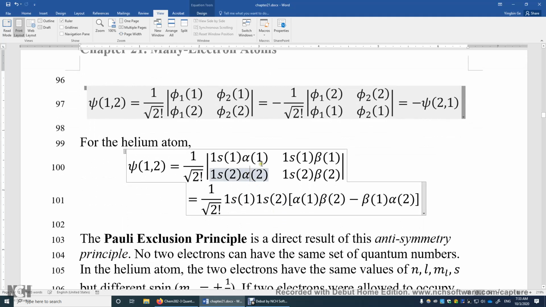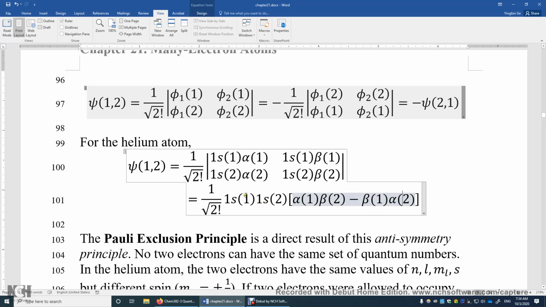Alright, and then we expand this wave function, and we have 1s(1) alpha(1) times 1s(2) beta(2) minus 1s(1) beta(1) times 1s(2) alpha(2). And we see there's a common factor. The common factor is 1s(1), 1s(2). So the common factor is here. And then we have another term. This is the spin function. We have alpha(1) beta(2) minus beta(1) alpha(2).